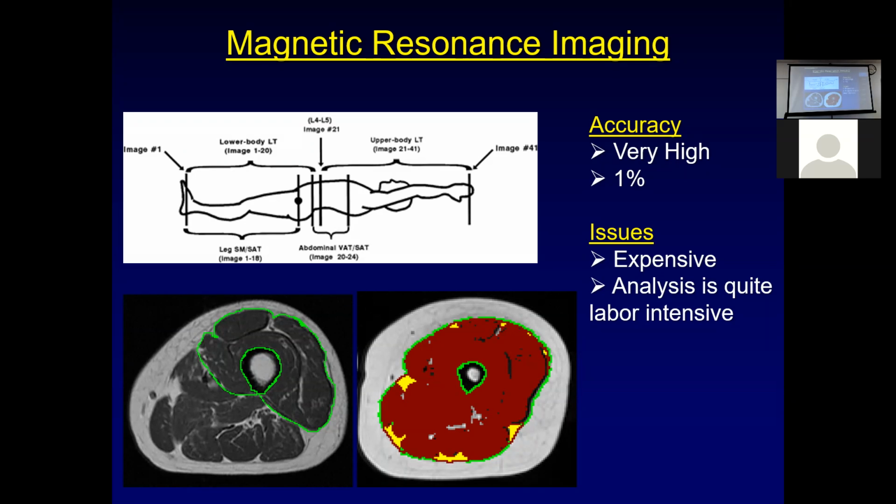I told you guys that we can argue that MRI is a 3-component model as well, but it is the most accurate. Very, very accurate in comparison to doing an anatomical dissection, probably within 1%. And you have to take all of these different slices through the body to get all of this. And then it looks like this. And some poor grad student like me has to come in and circle out everything. Okay? So very expensive, very time consuming to analyze, but it is very, very accurate.